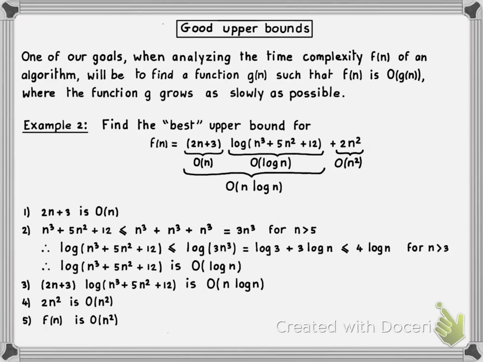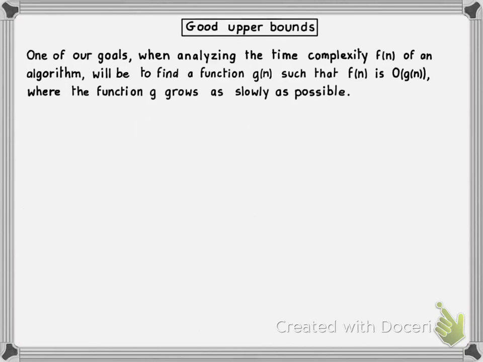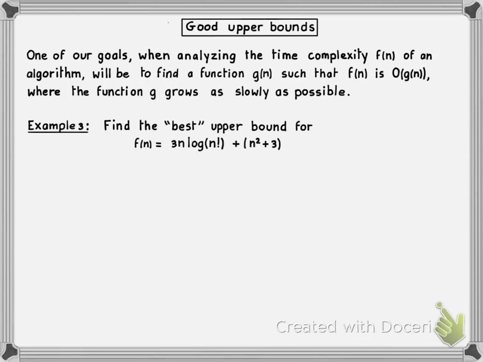Now, the next and last example of a function for which we have to find a good upper bound is one that I want you to work on your own. So here our goal is the same. The methodology is pretty much going to be the same as on the two previous examples, but you will have to work out the answer for the following function. So example 3 is the function f of n equals 3n times log of n factorial plus n squared plus 3.